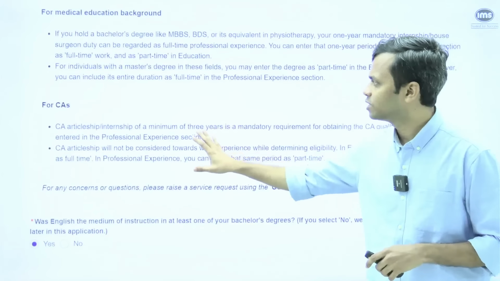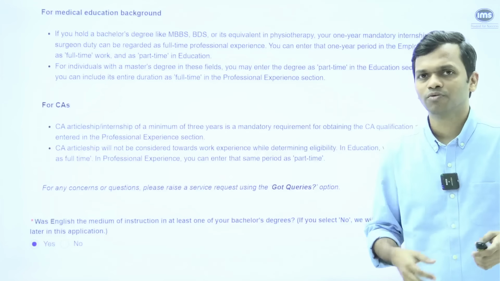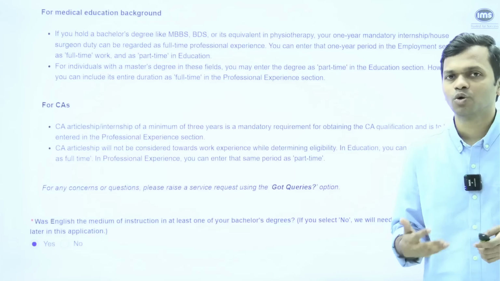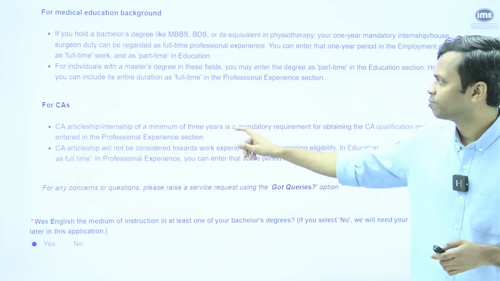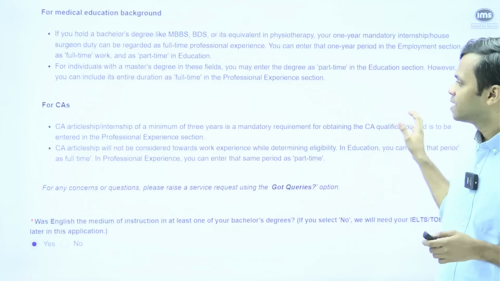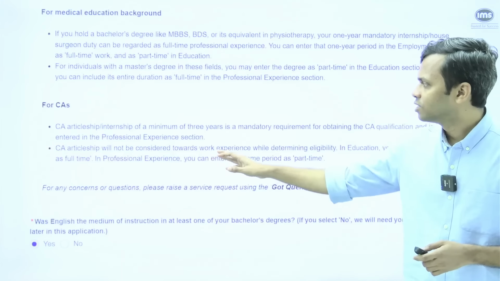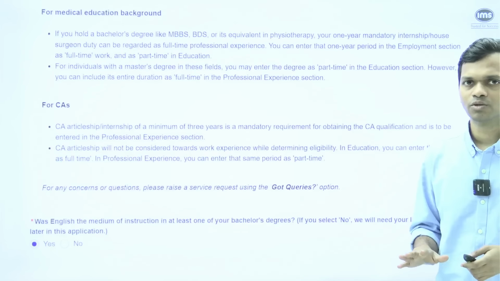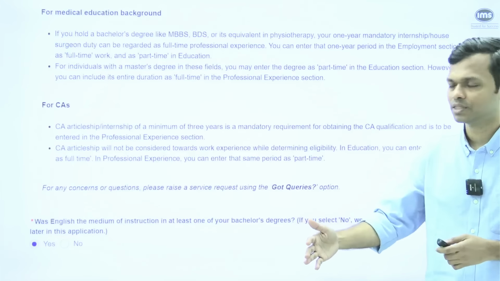So even for CAs, how you are supposed to treat your internship. If you know, when you apply to some of the IIMs and fill the CAT form, there the articleship internship is not counted at all. But here you will see that CA articleship internship of a minimum 3 years is a mandatory requirement for obtaining the CA qualification and is to be entered in the professional experience section. CA articleship will not be considered towards work experience while determining eligibility. Because it is a mandatory requirement, they are not considering that while determining the eligibility.